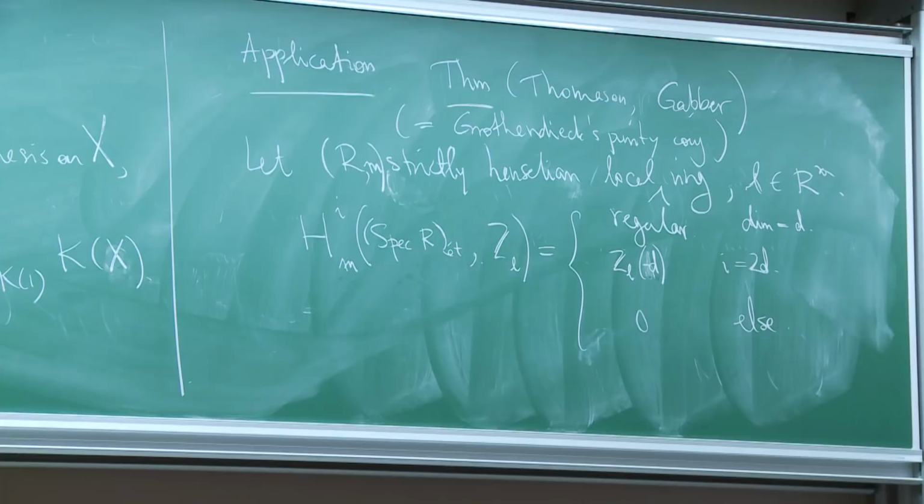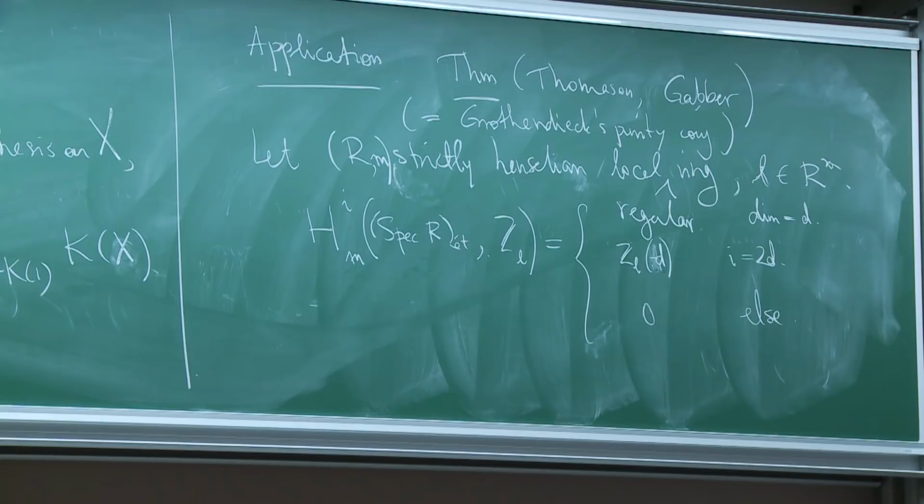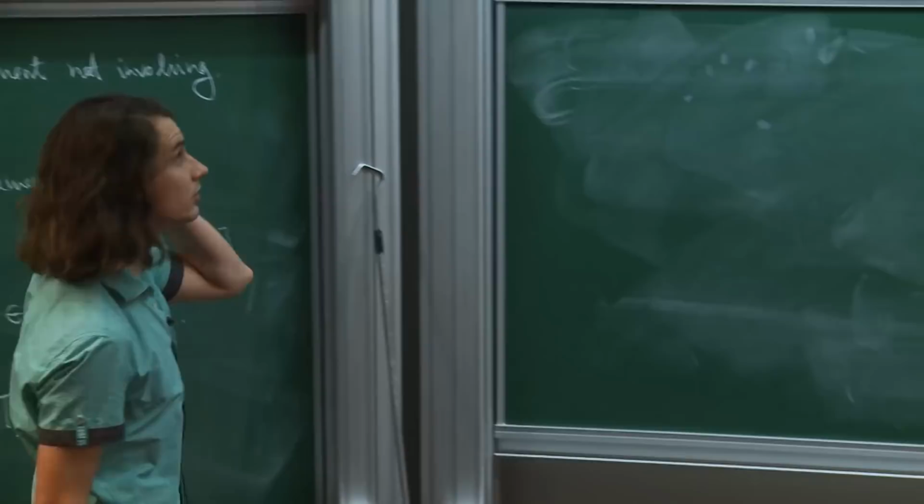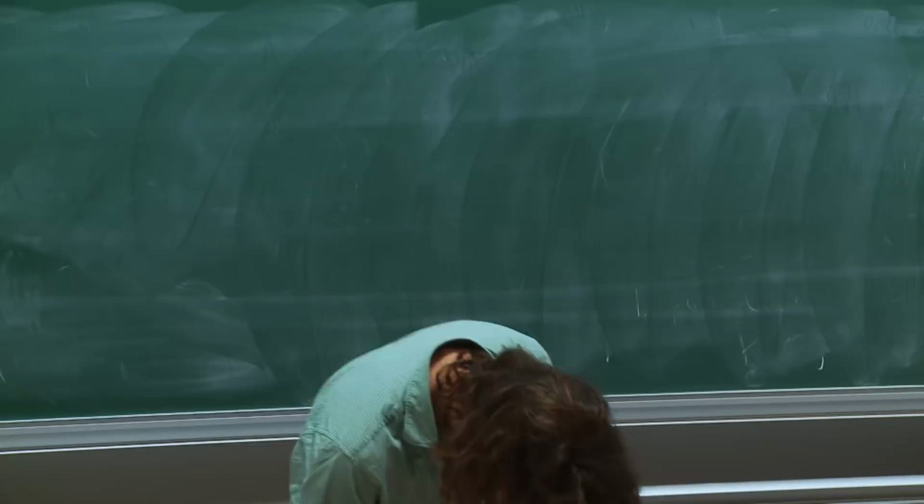Because the equal characteristic one, you can just use Popescu's theorem to reduce to the finite type smooth case, and then it's more clear. But in one of my first papers, I used this theorem critically. Let me just give you a very vague idea of how this is done.